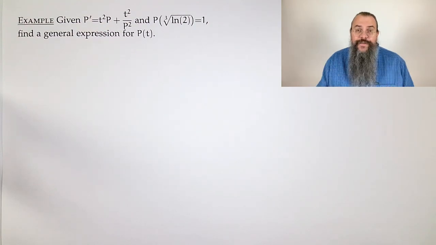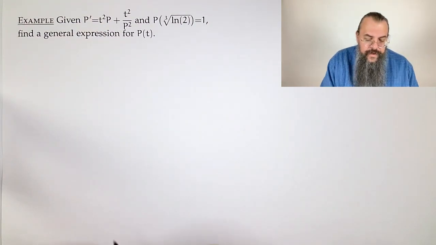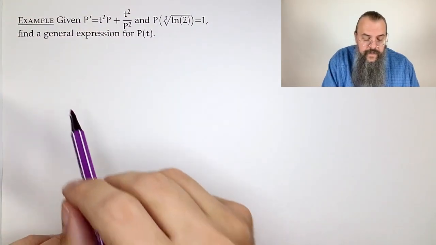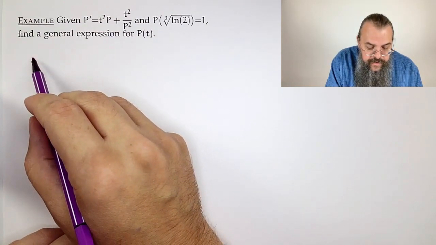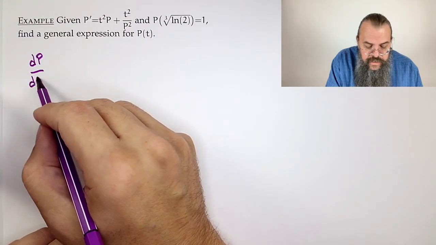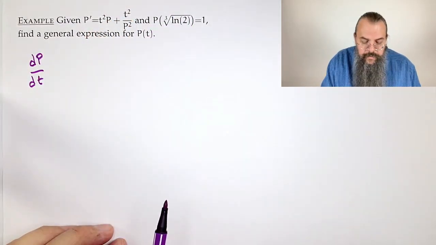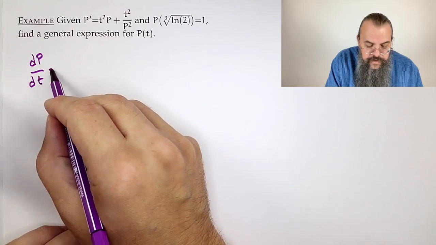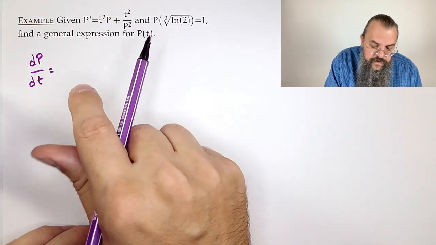So let's work on rewriting this problem. Okay, so we're given this p prime. All right, so let's see what we can do. So p prime, we'll write as dp over dt. So we're thinking of t as our variable here, is equal to, and now what do we see?